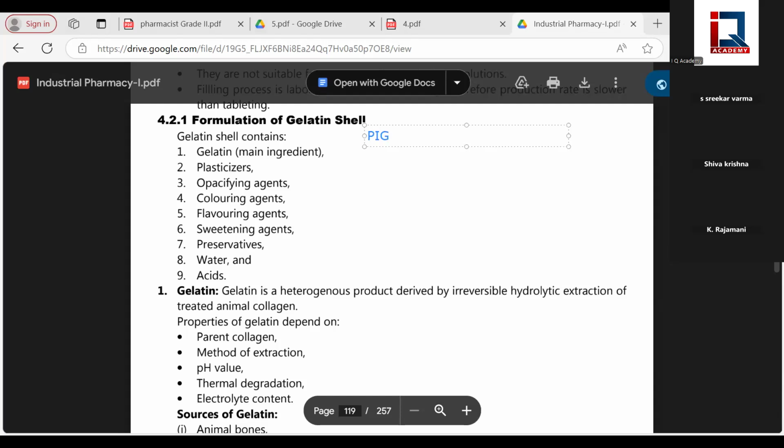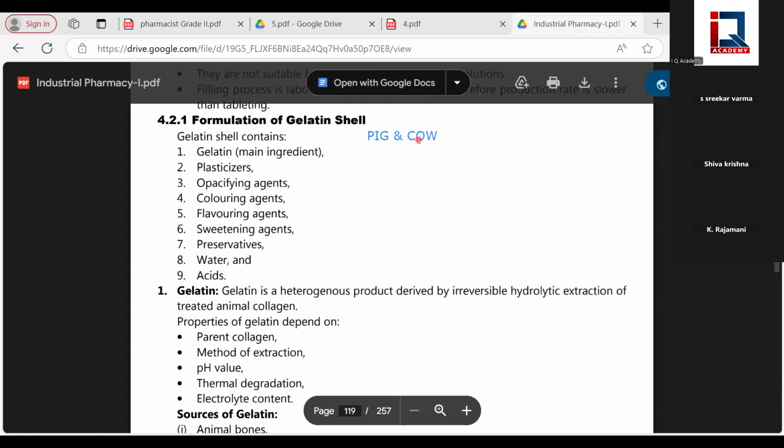Using bones and skin and ligaments of pig and cow. Dead animals, majorly pig and cow. So vegetarians, be alert. Whenever you are taking a capsule, it is not a veg one.